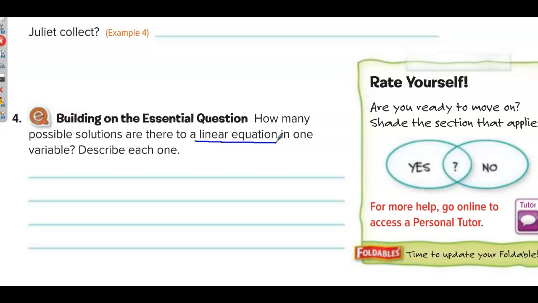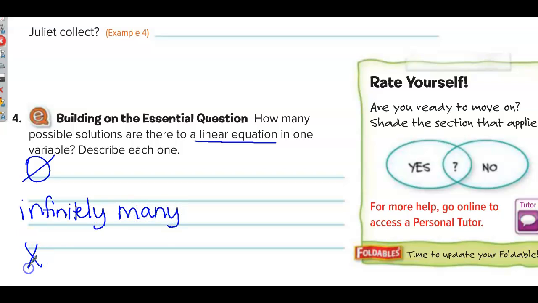No solution. No solution, right? Infinitely many. And then what's the other one? One. You could get one answer, right? X equals something, like negative 3. So when you get no solution, what kind of an answer would you get? 5 equals negative 9. That's not true, right?